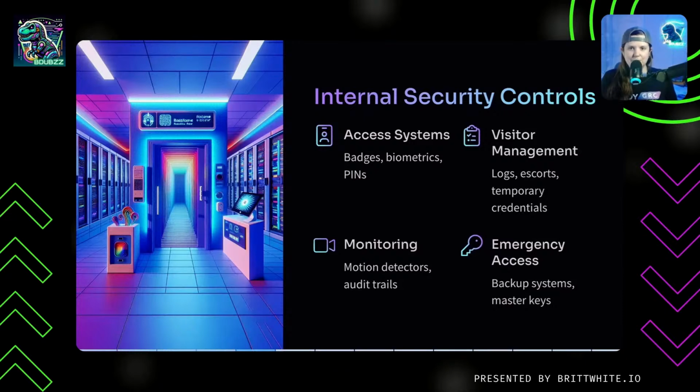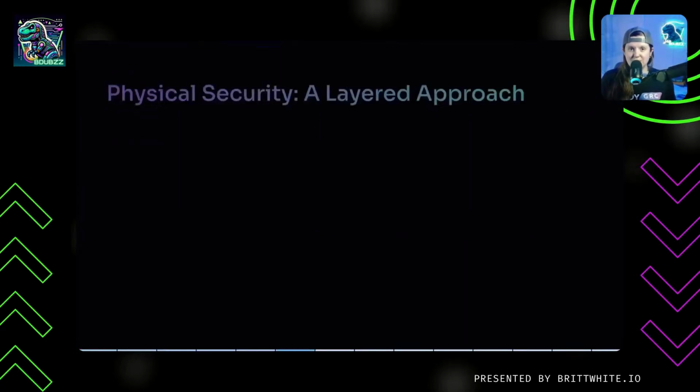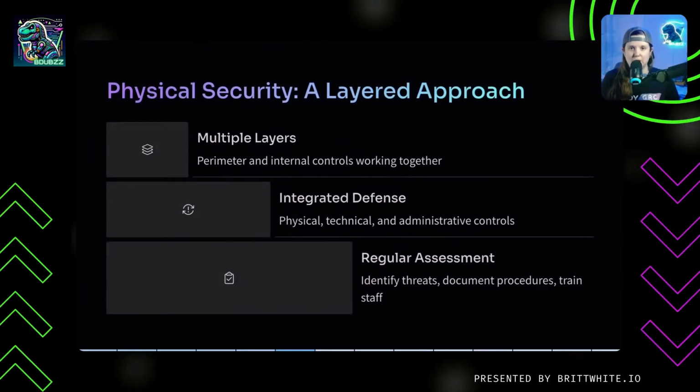Yeah, it's super frustrating, but it proves that these controls work. They're designed to keep unauthorized people out while letting authorized personnel in, even when things don't go according to plan. So, physical security is all about having multiple layers.